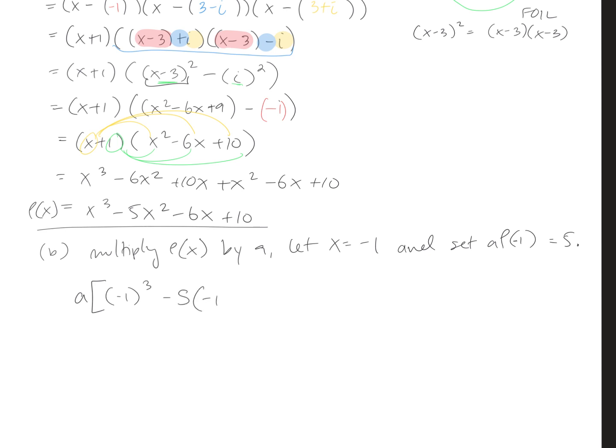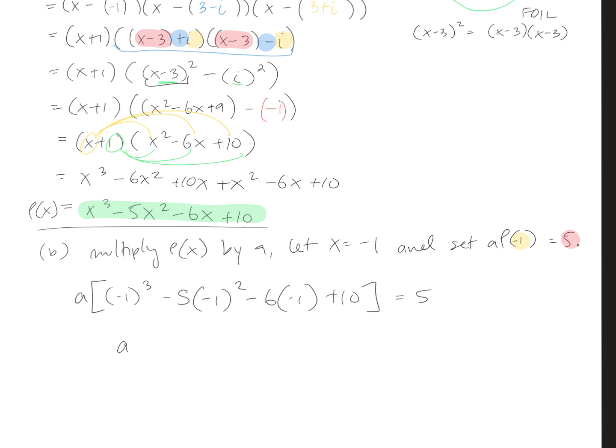Minus 5 times my -1 squared, minus 6 times -1, plus 10. Again, we're just using our generic function here, but we're inputting a specific value of -1 to create a function that'll give me a 5 when I input -1. And again, I want to end up with a 5 when I do this.